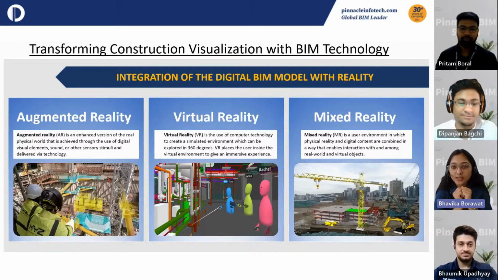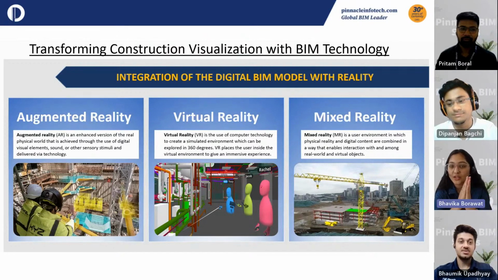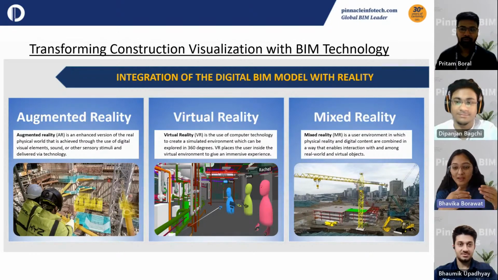So on site, we can use any of these, and it's really easier for site workers, for example, when we are done with the designing, we are done with the construction documents, and the construction is actually ongoing. So we have these immersive technologies through which we can identify issues. Let's move on with this first and then I'll explain better. So first one is augmented reality.